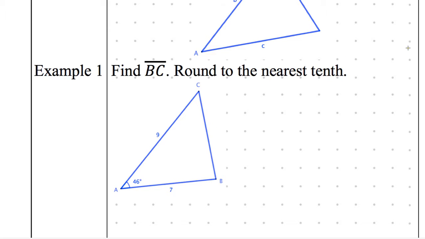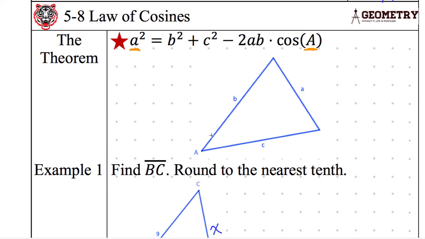I want to find this length. I'm going to call that length x. I want to find this length, and I'm going to round to the nearest tenth. Someone set this up for me. Using my law of cosines, using this formula, how do I set up my problem?